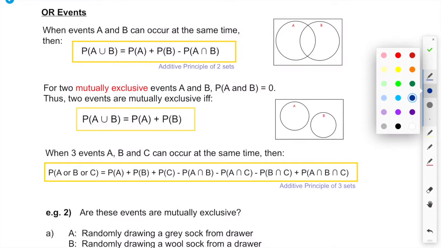But then when you do that, you will actually be taking out the middle section too many times. So you have to add it back at the end. So plus P of A and B and C. If you don't trust me, try to prove it for yourself using a Venn diagram, okay?